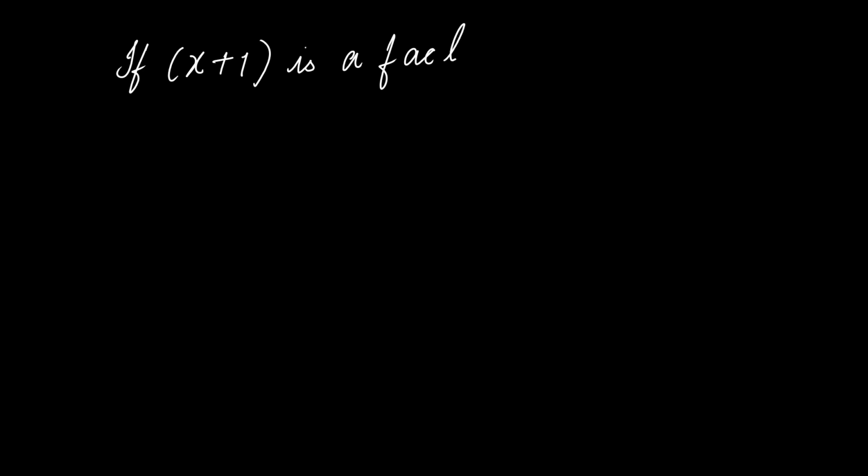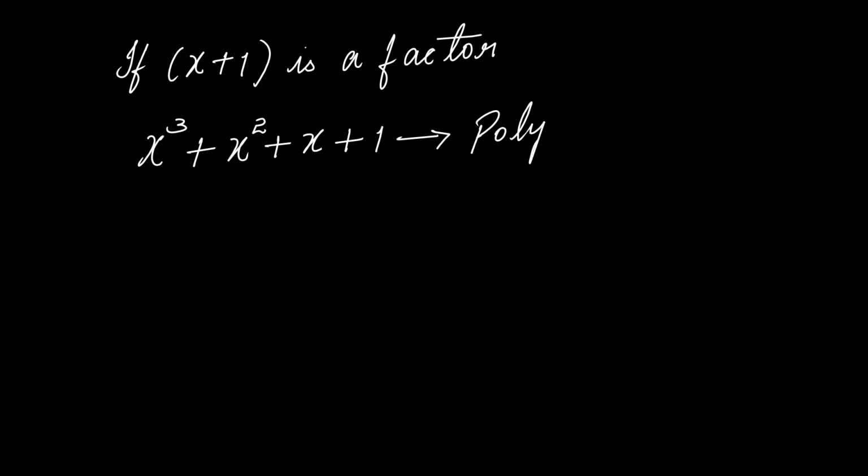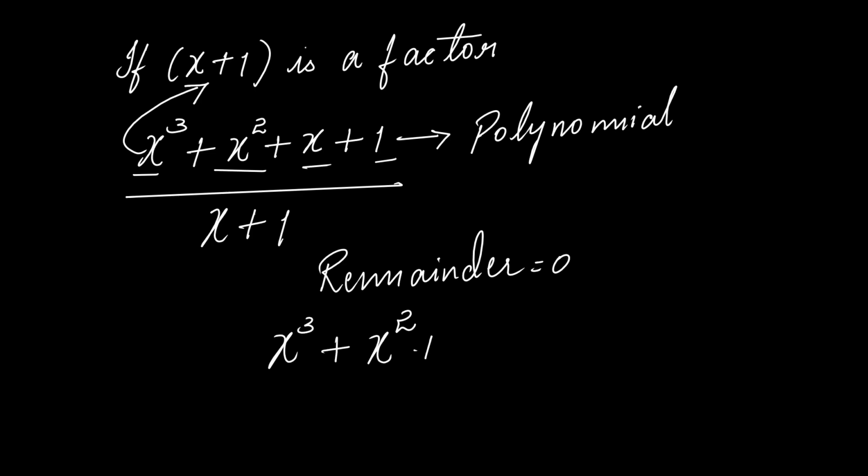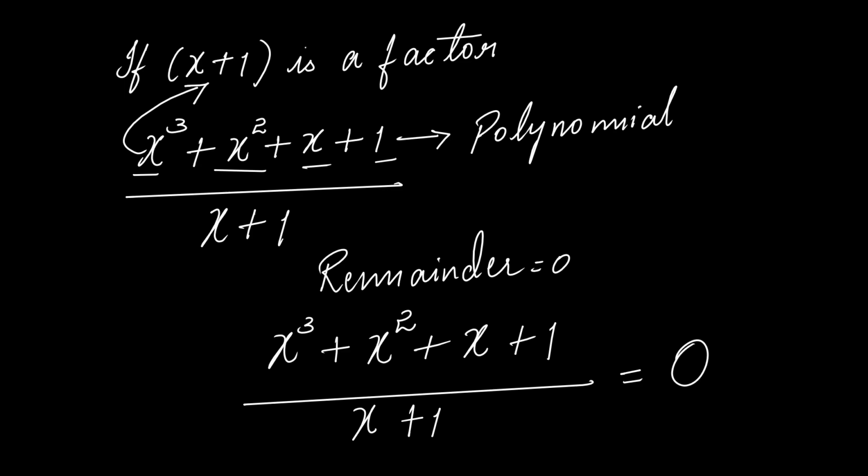Now think with me, if x plus 1 is a factor, that means when we divide this polynomial, x cube plus x square plus x plus 1, by the factor x plus 1, the remainder must be 0, correct? But instead of doing long division, we use a shortcut. What shortcut are we using? Factor theorem. So here the factor theorem comes into the picture.